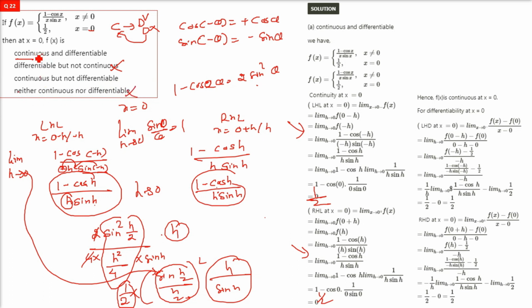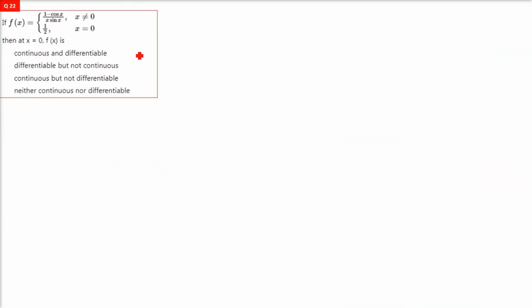So we have the first and third one. Continuous and differentiable. Continuous but not differentiable. So we will check the differentiability now. We have completed the continuity part. There is a trivial method of putting 0 minus h and 0 plus h like that. What we'll do here is limit x tends to 0 minus, limit x tends to 0 plus. So we'll just try to simplify this question.